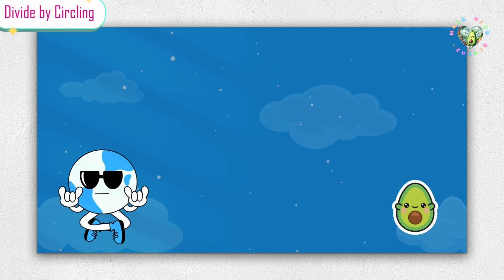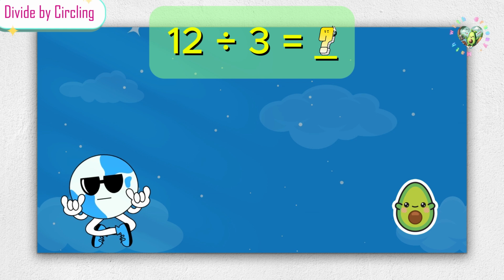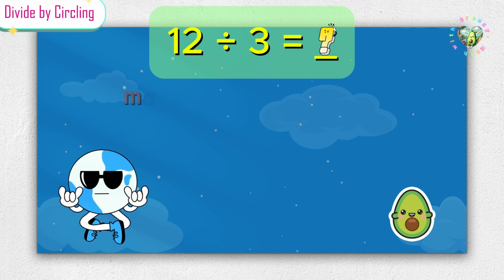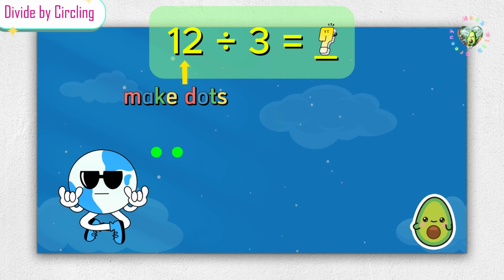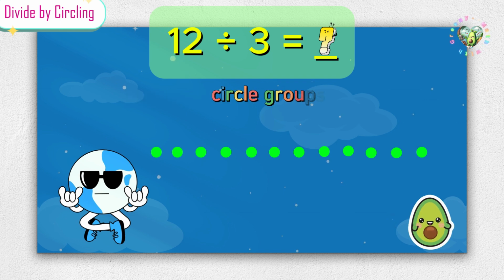Yes, please. Let's try 12 divided by 3 this time. So, what's our first step? Make dots. The first number is 12, so I'll make 12 dots. 1, 2, 3, 4, 5, 6, 7, 8, 9, 10, 11, 12. Good! What's next? Circle groups. The second number is 3, so I'll circle groups of 3.